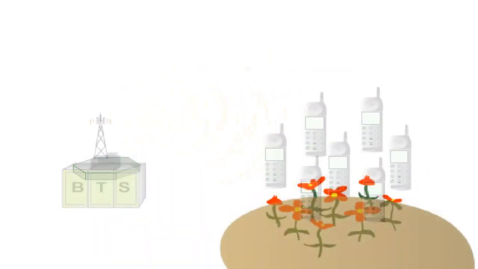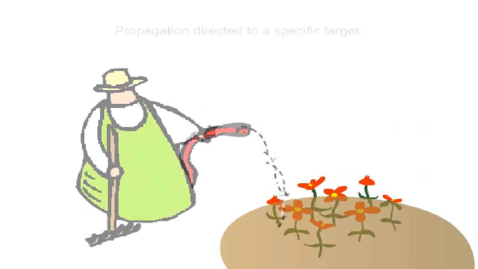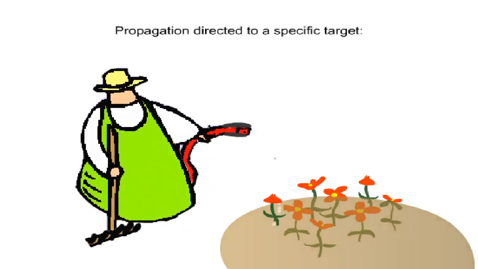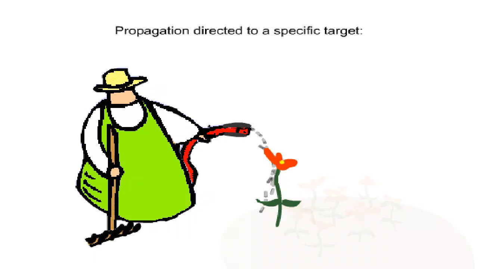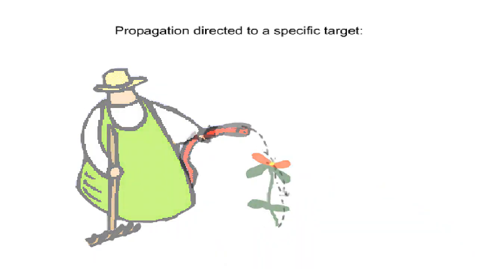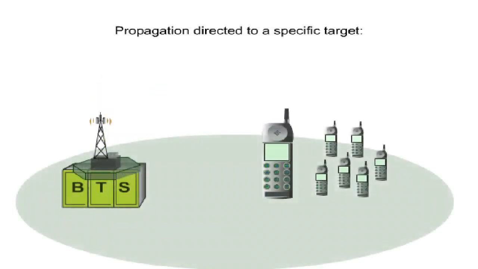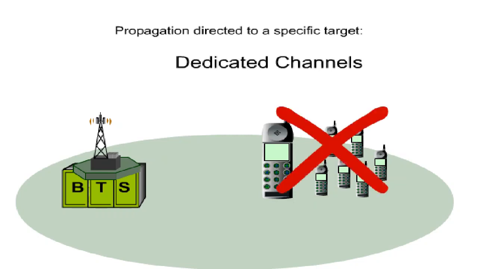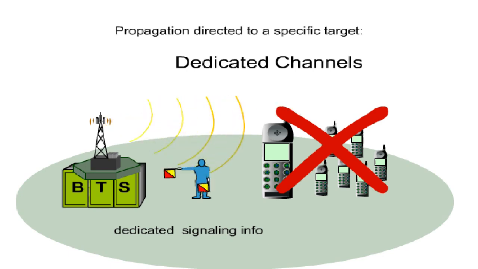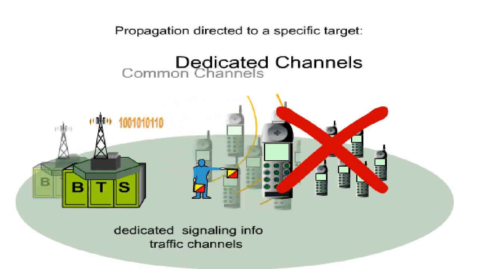If, on the other hand, we only want to water a specific plant and deliberately leave out the neighbouring ones, we use a jet of water. This metaphor corresponds to the dedicated channels. These are always directed to a particular addressee. Various types of signalling channels, known as the dedicated control channels, facilitate communication between the mobile station and the mobile radio network. And of course, traffic channels that carry user speech and data also belong to this category.